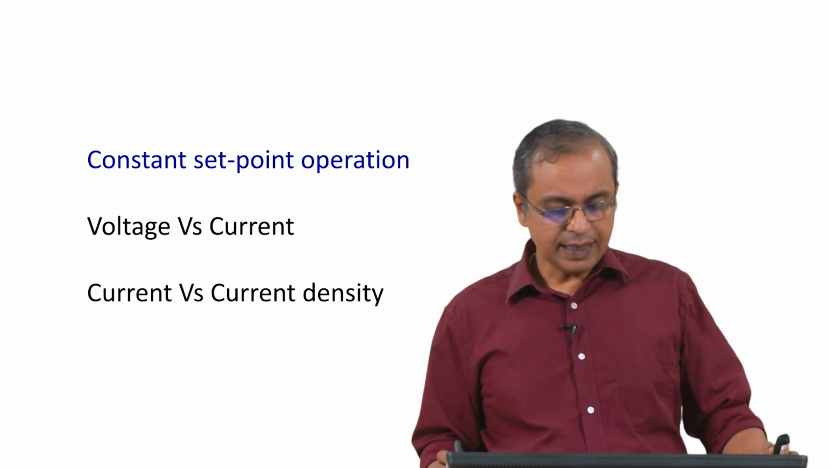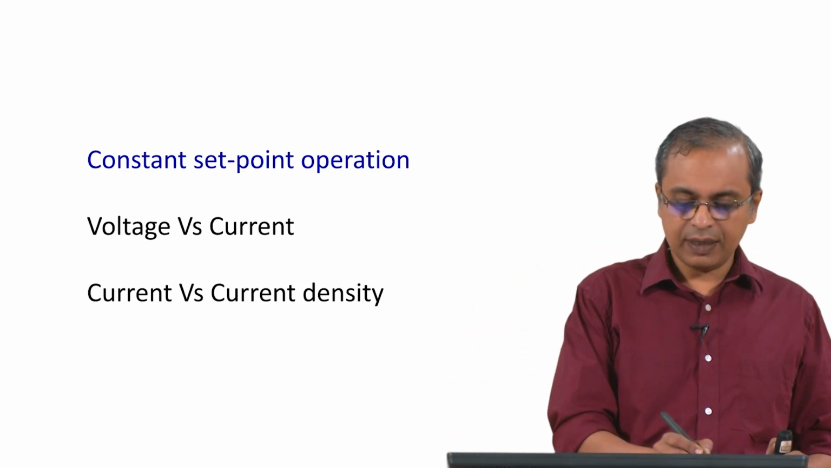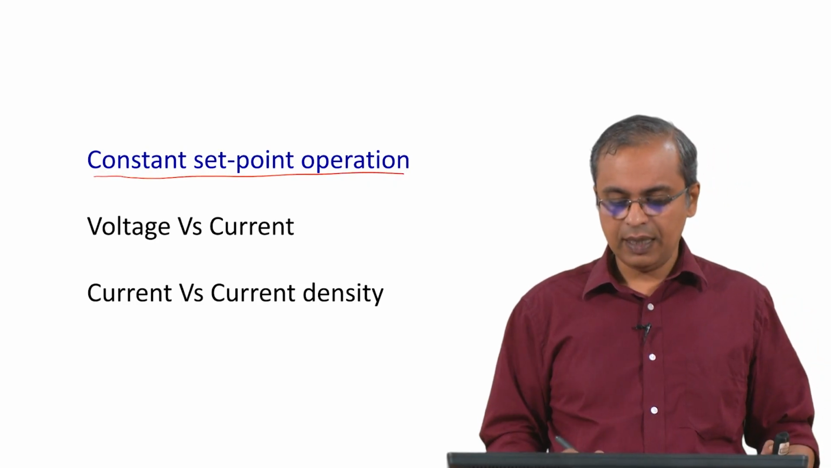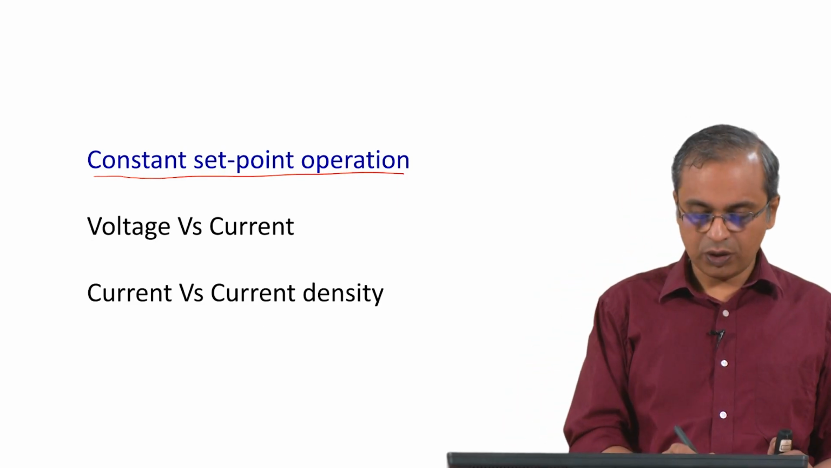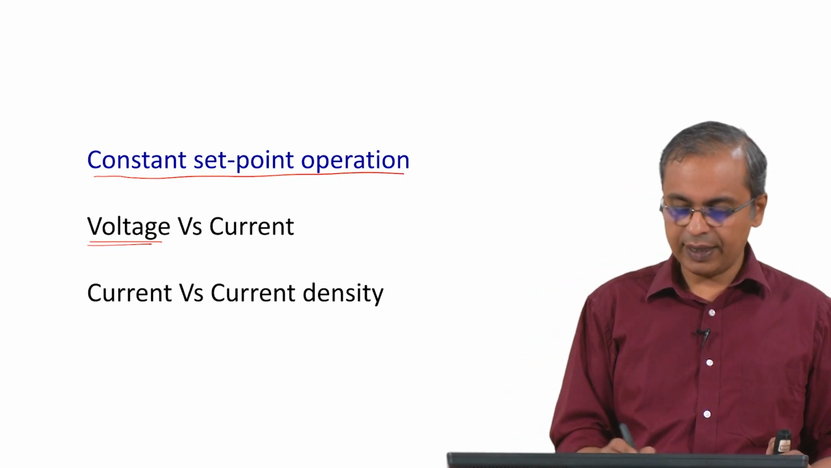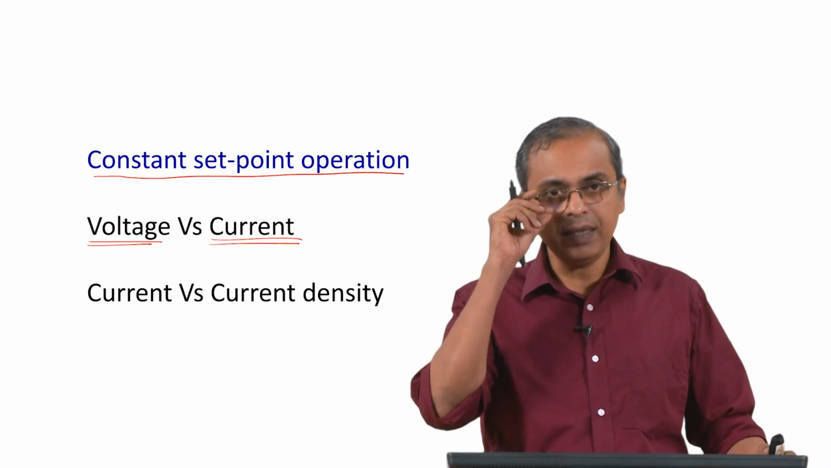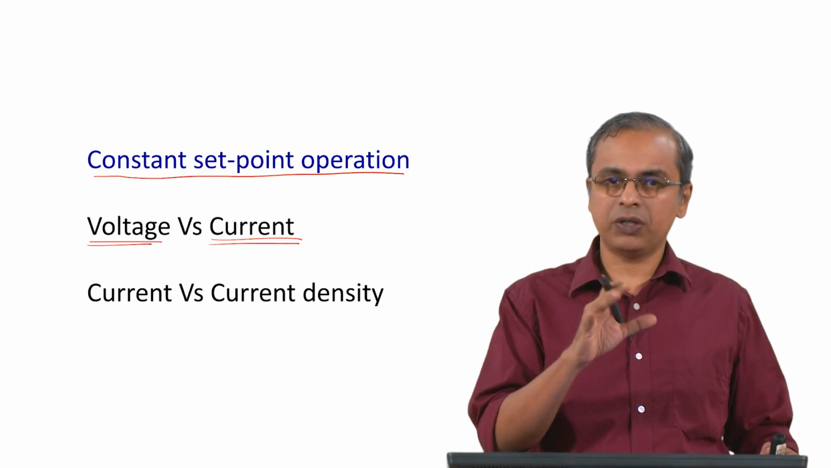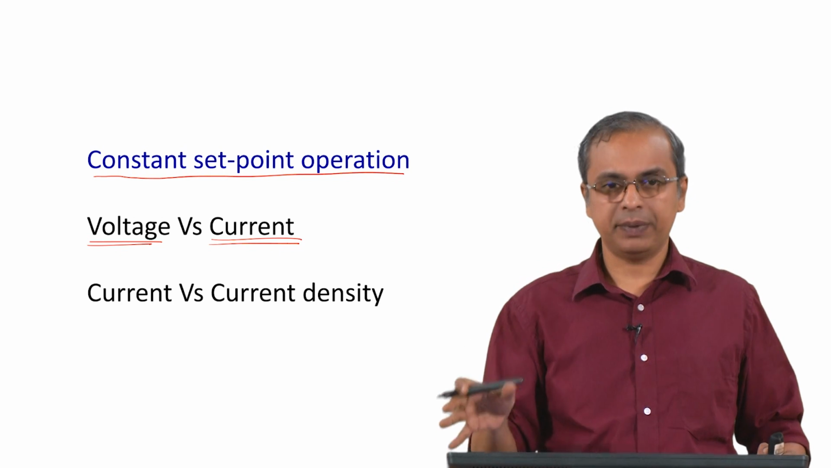Now I think it is very important to understand that you can have this idea of a constant set point operation, wherein you could either run the device at constant voltage, or you can run the device at constant current. So I think we should take a moment to better understand, in the context of an electrochemical device, what does voltage represent, what does current represent.